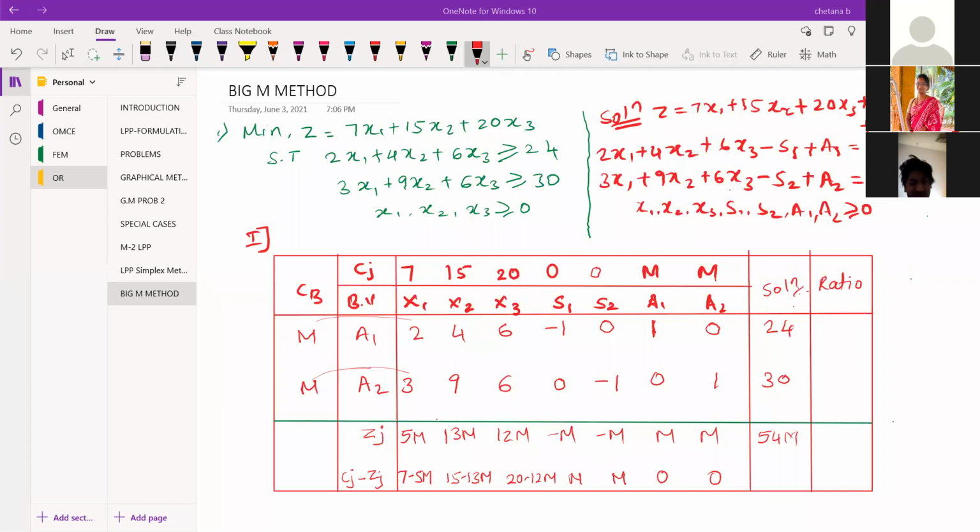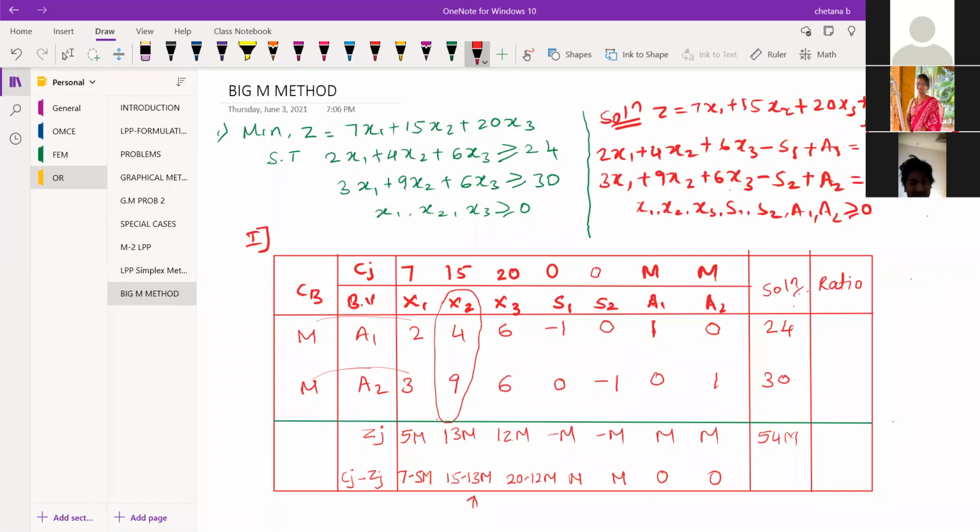Starting from the first one, you have 7, minus 5M, minus 13M, minus 12M, and there is no question of minuses here. So out of these, the most negative is minus 13M. Please be careful, you need to concentrate here. Most negative here is minus 13M. So this column will be the key column. So mark that key column.